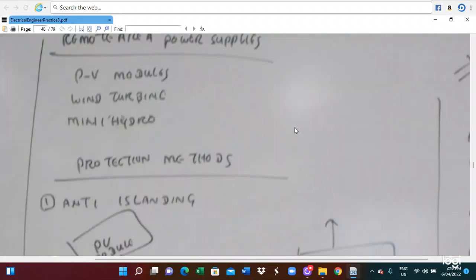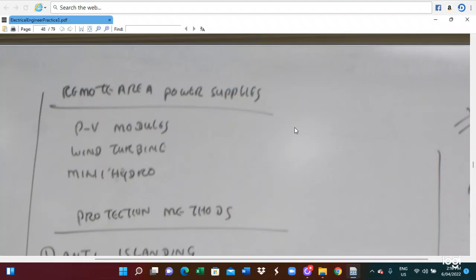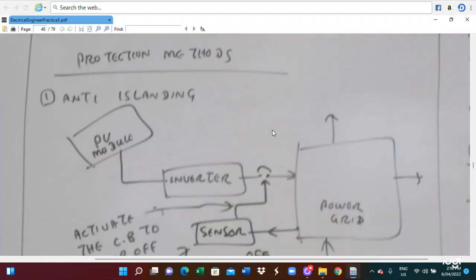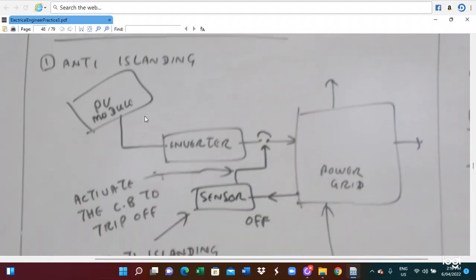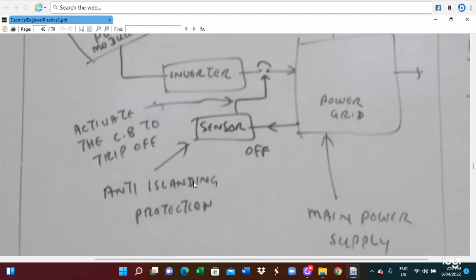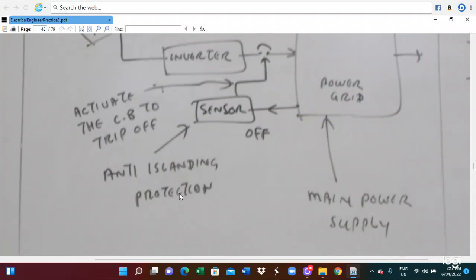In the meantime, our remote area power supplies utilize the PV module or wind turbine or mini hydro. So this is the protection method. We have to protect against islanding because of the main power supply. In this case, we also need to turn off the grid connected PV module, because they need to send the sensor, and then we have to turn off the inverter module. So they activate the circuit, we got to trip off. This is the way we provide the islanding protection.